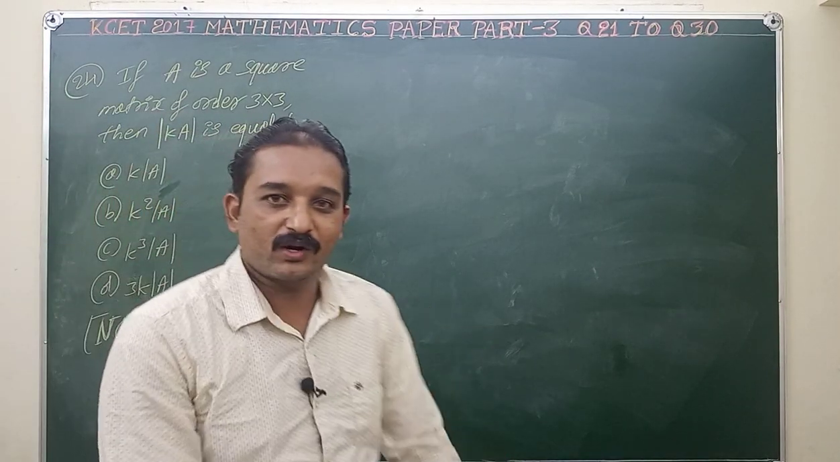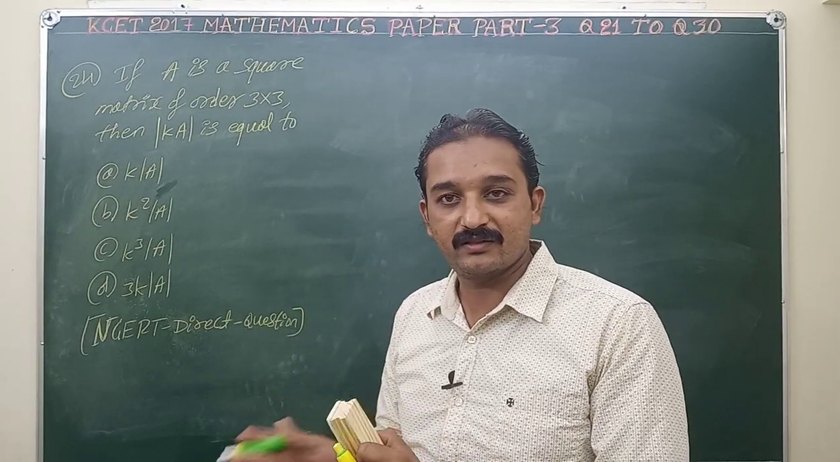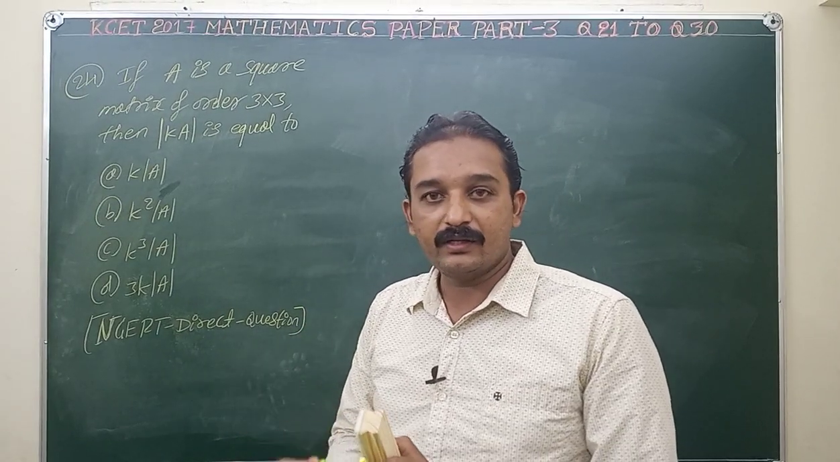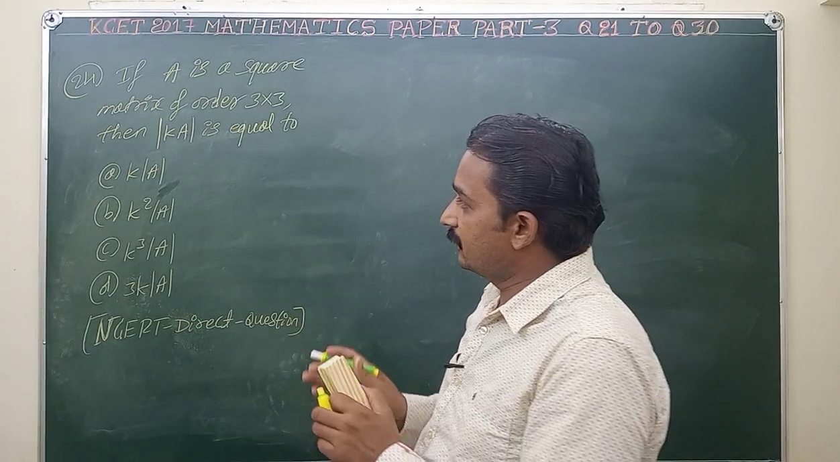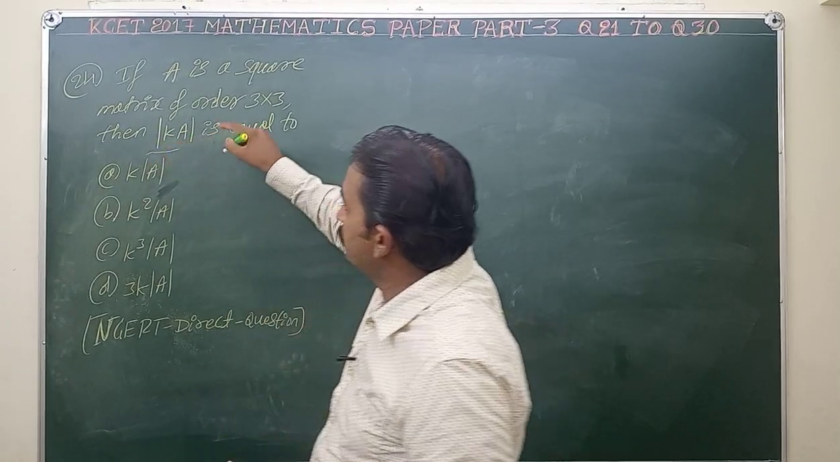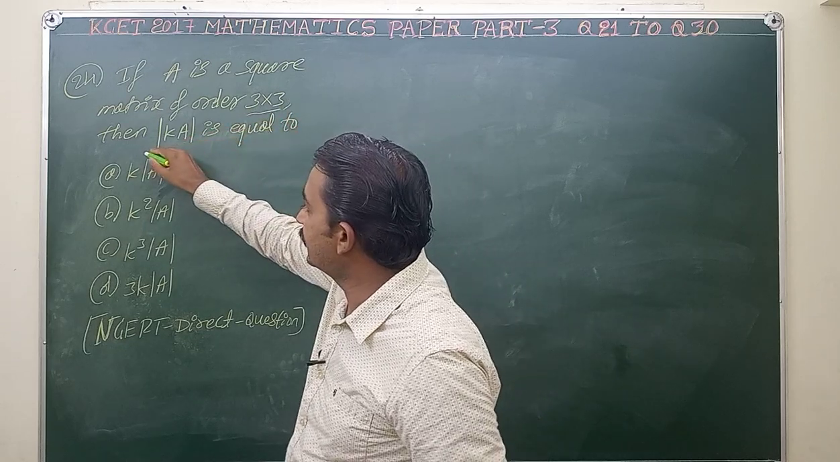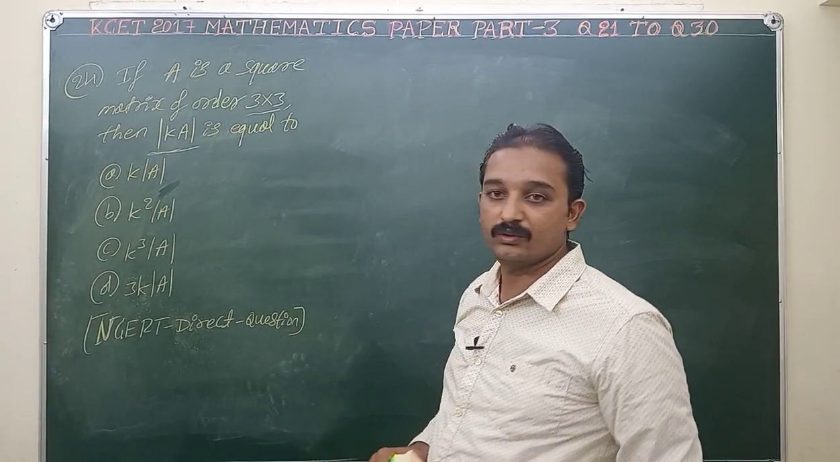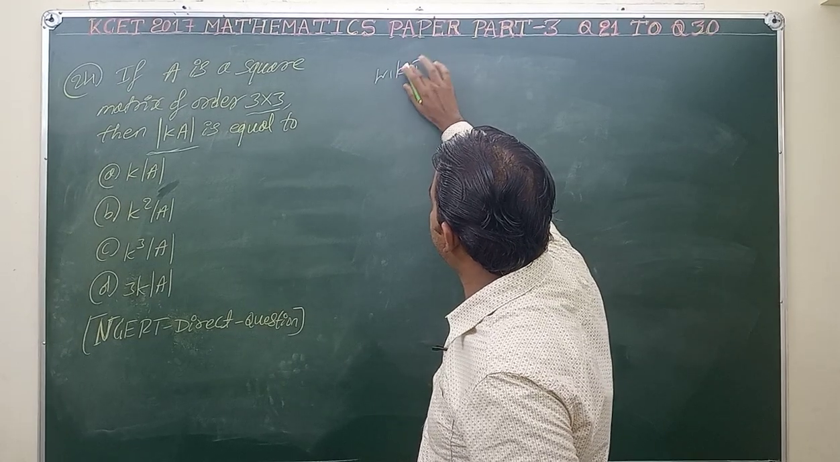So now let us move on to the next question, question number 24. Once again this question is based on the chapter Determinants, particularly properties of the determinant. Using one property, we have to find out the value. If A is a square matrix of order 3 cross 3, then find the determinant of K into A. We know that this is nothing but a property in this case.